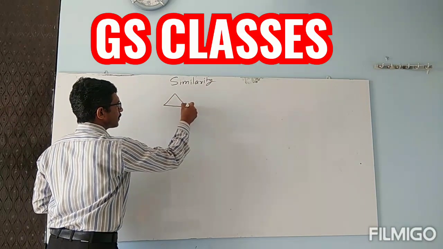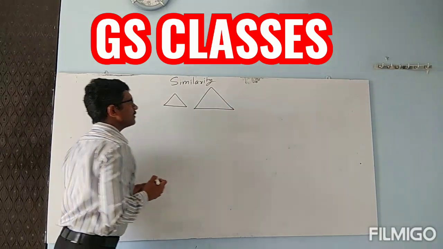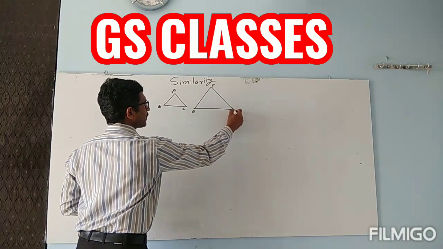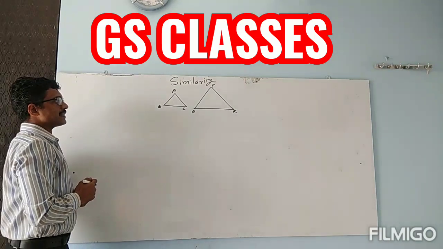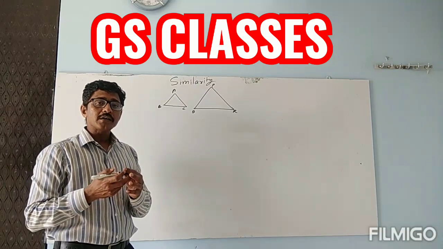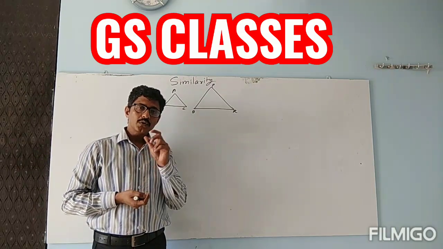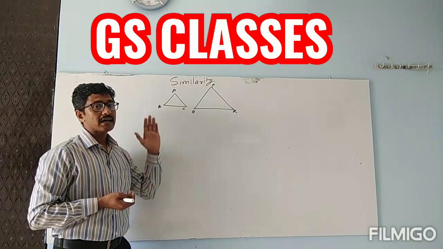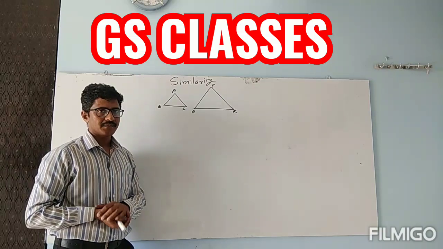Dear children, today we are studying similarity. Two triangles, one is small, the other one is bigger. Now they are similar. Triangle ABC, triangle PQR. These two triangles are similar triangles. Today we will be studying criteria of similarity. Means on what basis do we decide that two triangles are similar? If I say these two triangles are the same, they are similar, then how will you decide that they are similar?